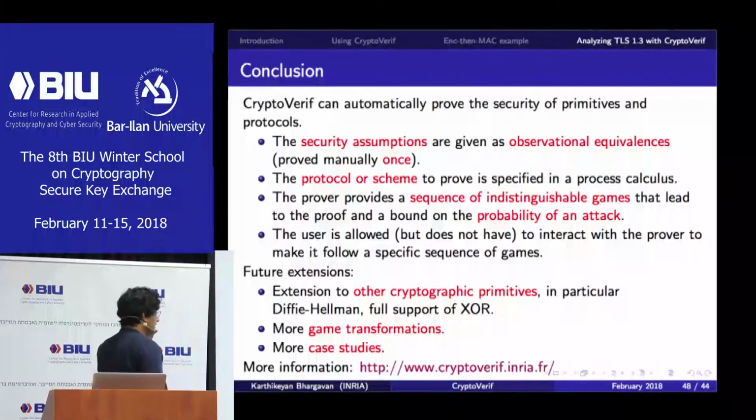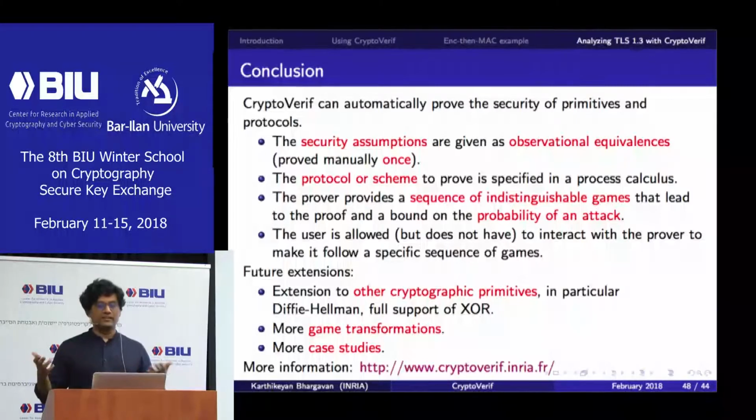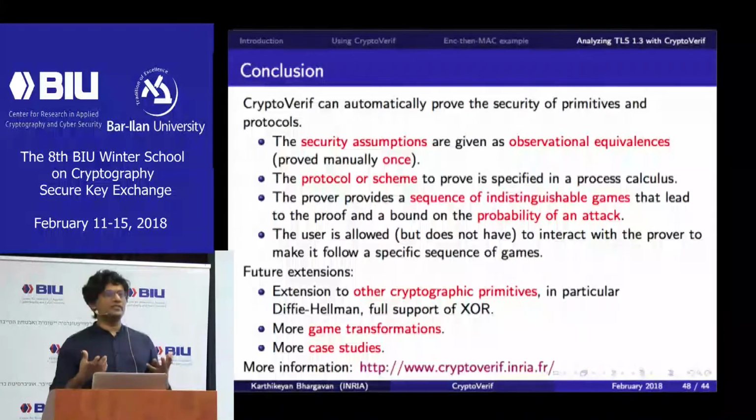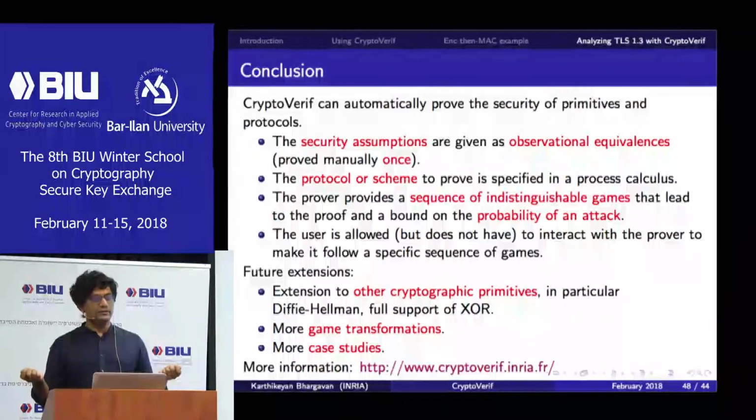This is a summary. The security assumptions you have to define, or you can use standard assumptions, or if they're not standard, you can define them as observational equivalences. The protocol is defined in a syntax called a process calculus, much similar to that of ProVerif, but each process you can think of as an oracle, really. It's not so different in the way you write it. And the prover is basically going to produce a sequence of games for you and a probability of the attack. Okay?